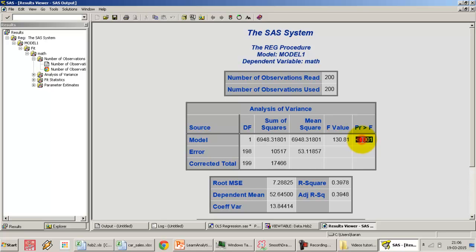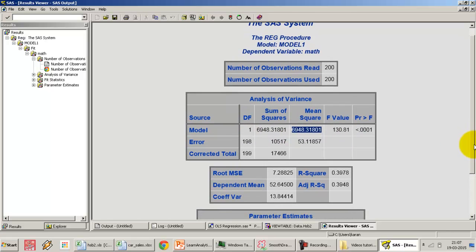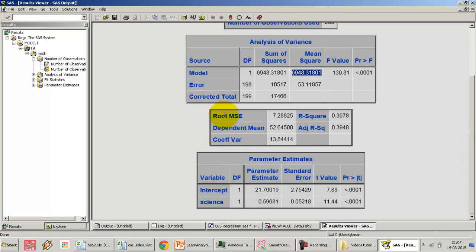If this p-value is higher than alpha, and alpha is typically set at 0.05, it would essentially mean that the regression is insignificant and we cannot proceed. So if this p-value goes higher than alpha, you don't even need to look at any other table below, because the regression itself is insignificant. And how this regression is actually going to work, I'll come back to these sum of squares and the mean sum of squares a little later. Now let's move on to the next table.